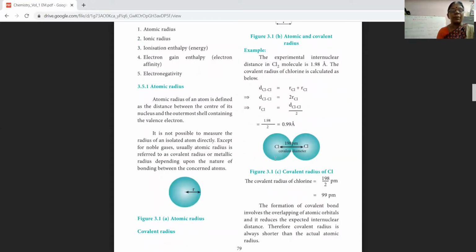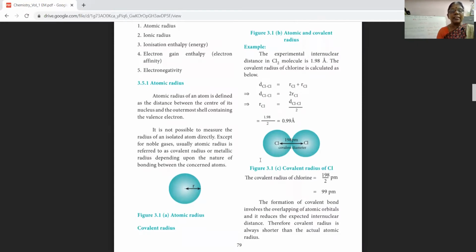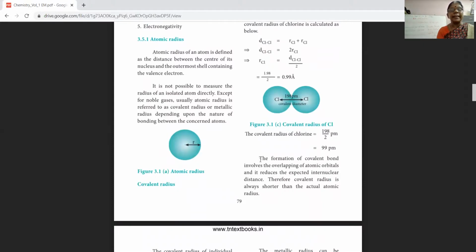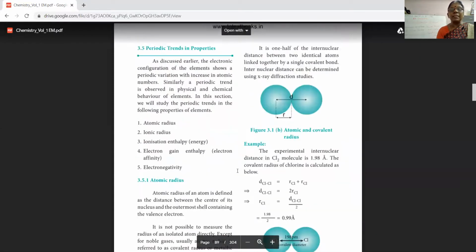Atomic radius of an atom is defined as the distance between the center of its nucleus and the outermost shell containing the valence electrons. It is not possible to measure the radius of an isolated atom directly except for noble gases. Usually, atomic radius is referred to as covalent radius or metallic radius depending upon the nature of the bonding between the concerned atoms.